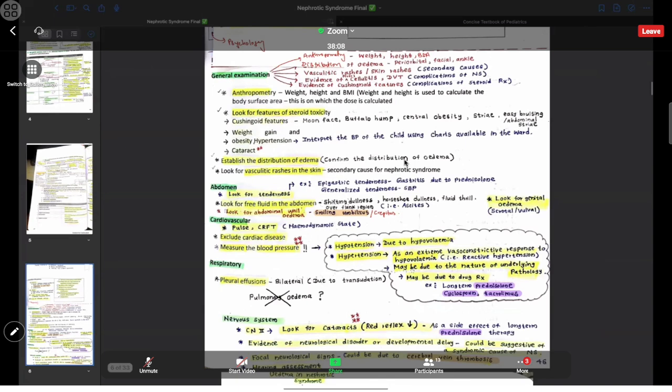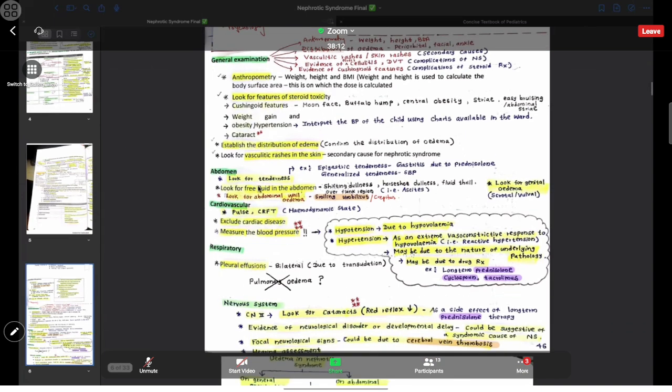Okay, then yeah, all of this is okay. Then in the abdomen, like I said, check for edema, free fluid in the abdomen. Check for shifting dullness, if you can, and if the patient's age is appropriate. Then look for epigastric tenderness and other tenderness as well, because especially if they have some associated thrombosis, they might have this tenderness.